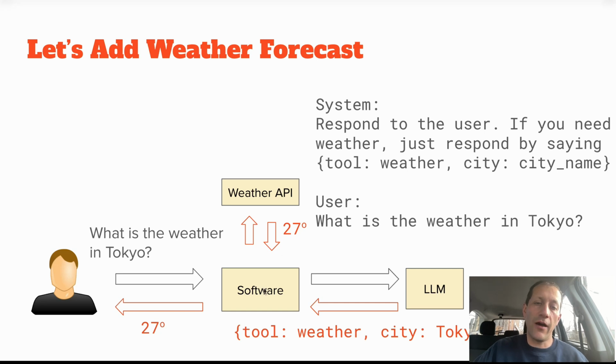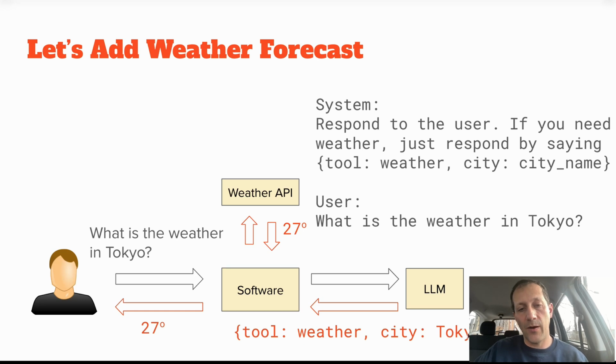But now my software gets this response. Look at it, it says there is a JSON with tool: weather, and some arguments. I need to call the weather API. And this is something that you hard code into your script. Now the software, the script, gets this response.